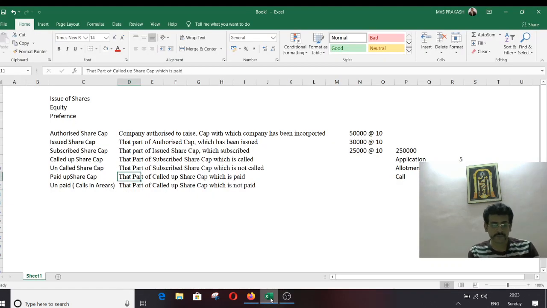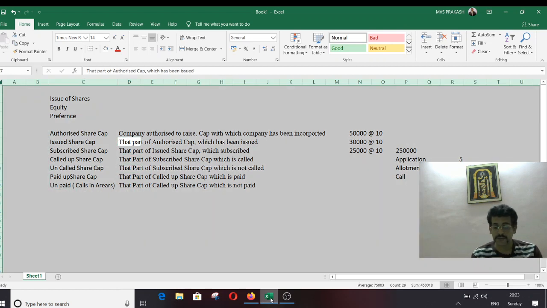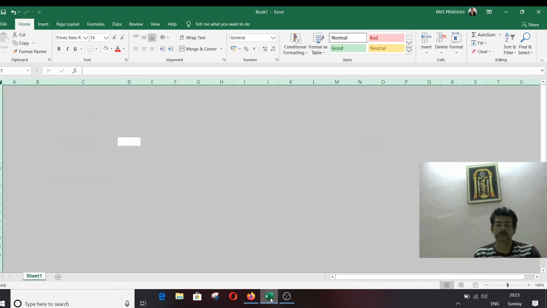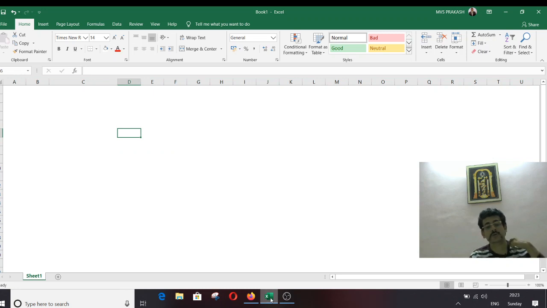Okay, so let us continue. Hope the definition part is clear now. And we also know the stages: application, allotment, call.